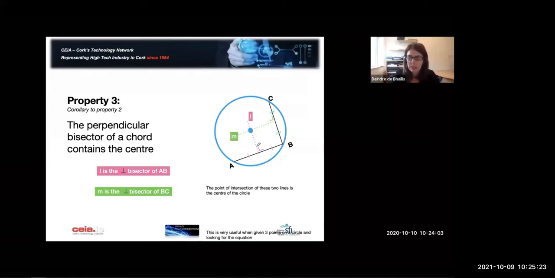Where this is extremely useful is when you are given 3 points on a circle and you're looking for the equation. Remember I said that to find the equation of a circle, you'll have to be able to find the center and the radius. So this property is a really useful one if you're given 3 points on a circle and you need to find the equation, because you'll have to find the center of the circle first.